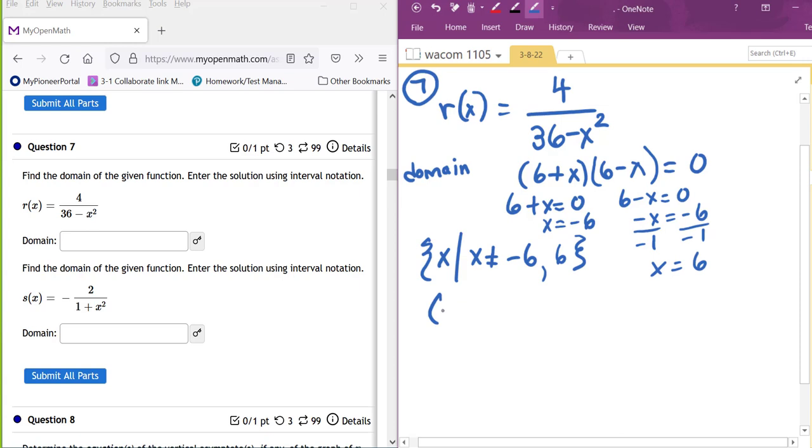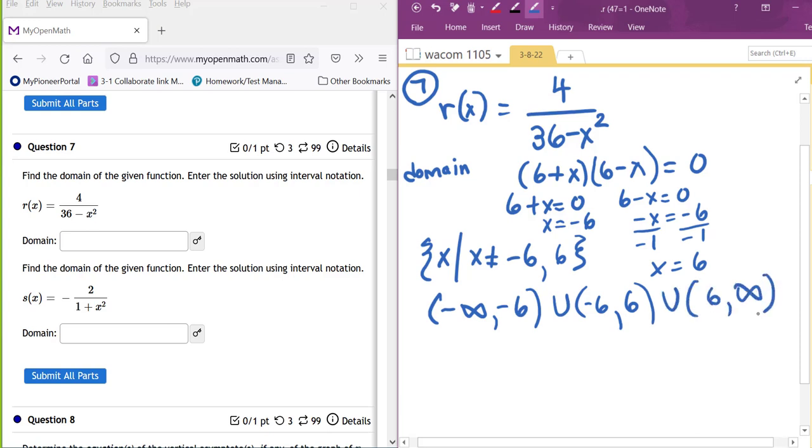And so we're going from negative infinity to negative 6. Start again at negative 6. Those parentheses are what excludes it. Up to 6. Start again at 6 to infinity.